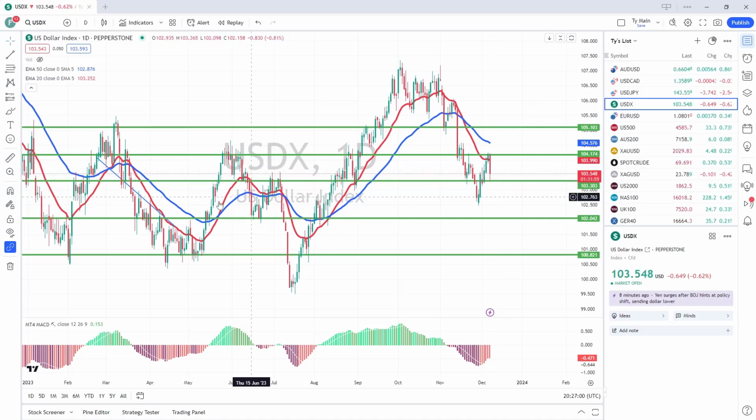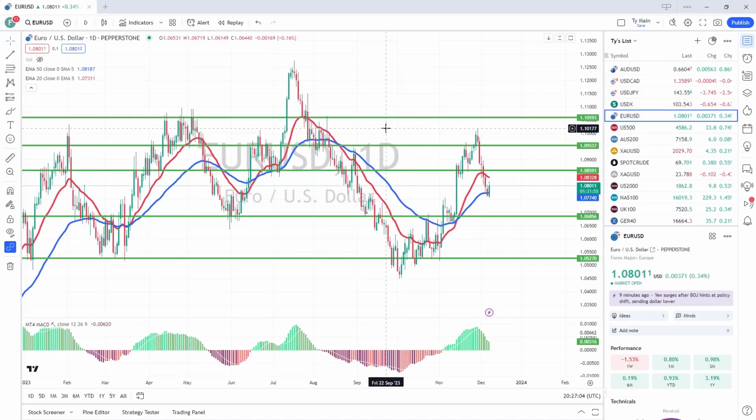But of course, we're at support here, but the euro is the one we really want to look at because it's the one that will give us the best trading opportunities. So as you can see, the short continued. We knew we were at resistance, similar to the Aussie. That resistance was very obvious.